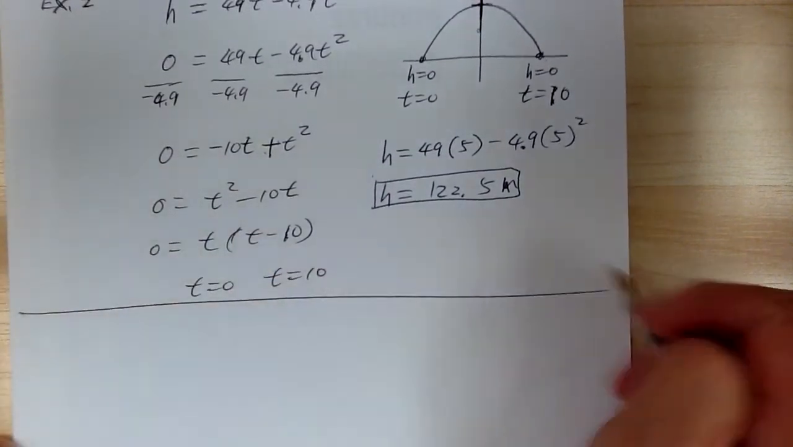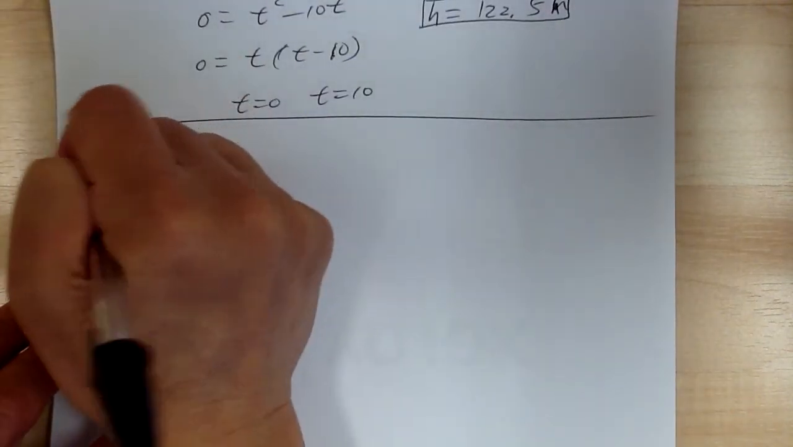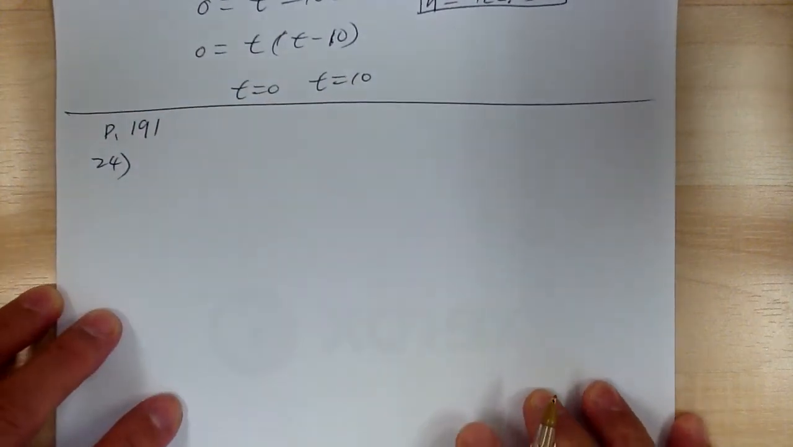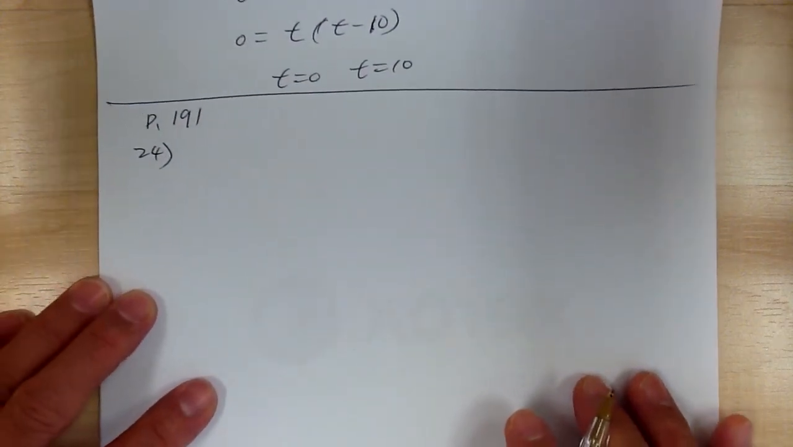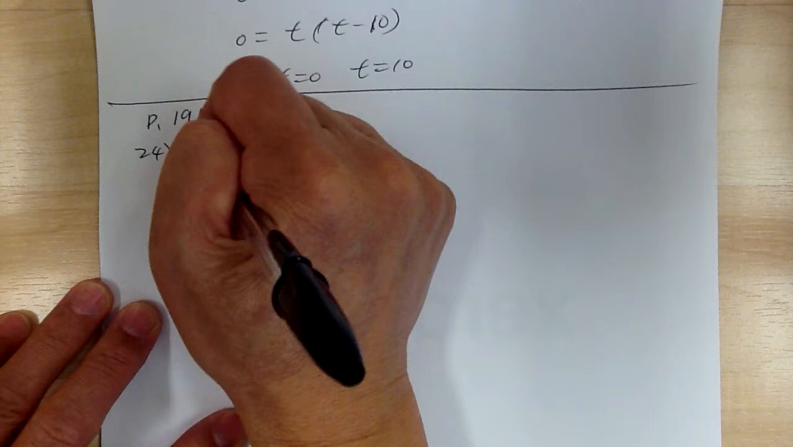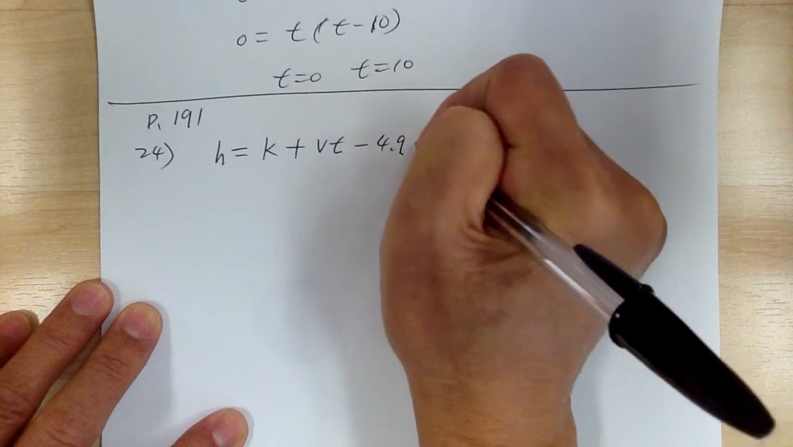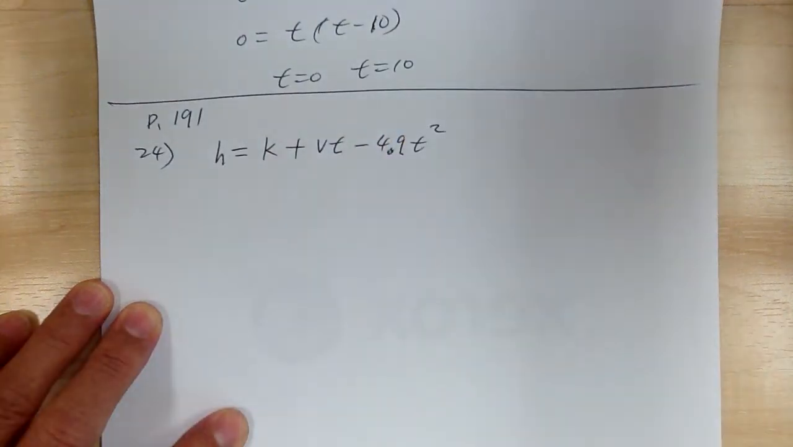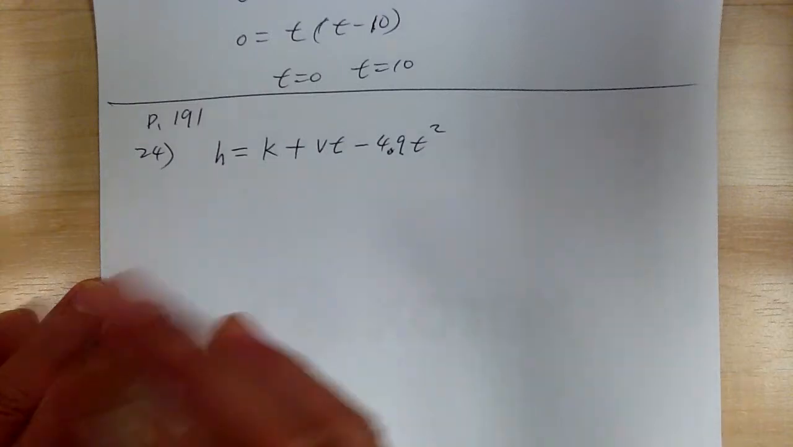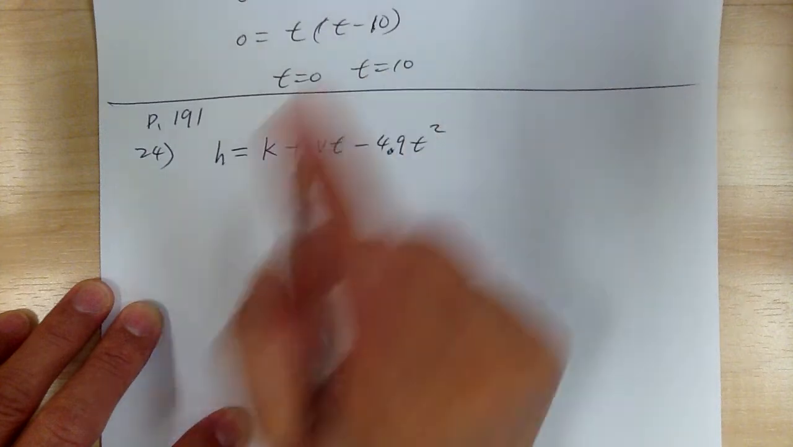Let's go to page 191, and let's do number 24. So that's the instruction right above it. Okay? It says in problems 23 to 26, you use the formula. So you have this formula, h equal to k plus vt minus 4.9 t squared. And the picture tells you what k is. K is the starting height. So if you start from the ground, then k will equal 0. And h is the height of the object, t is the time, and v is the initial velocity.